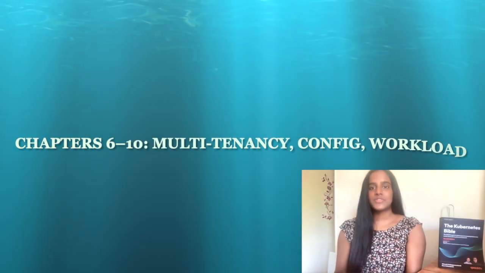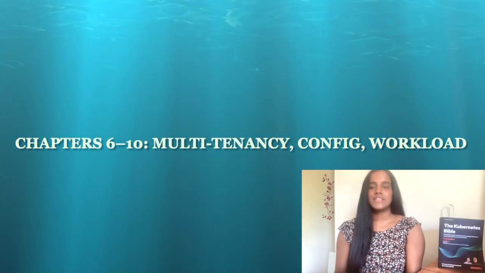Chapters 6 to 10 cover multi-tenancy and config workloads. The sixth chapter is namespaces, quotas, and limits for multi-tenancy in Kubernetes, basically to manage GPU allocations and isolate ML teams' environments. The seventh chapter is configuring your pods using ConfigMaps and Secrets, to inject model paths, feature flags, and sensitive info securely.